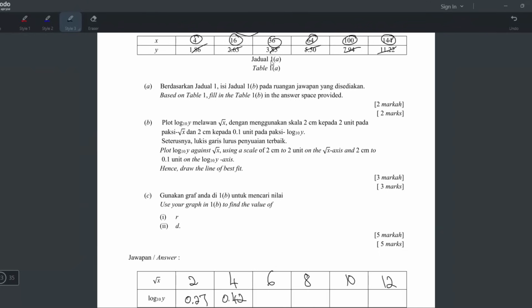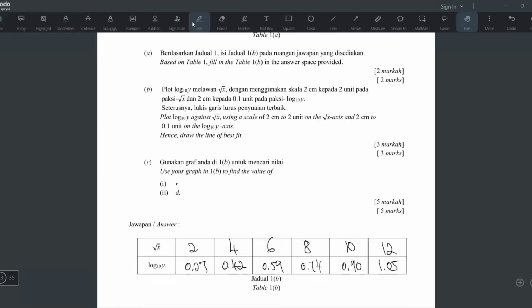And then tekan log 3.85, 0.59. Okay, and then log 5.5, the one is 0.74. And then log 7.94, 0.90. And then the last one, log 11.22 is 1.05. Okay, so these are all the values. Yang ni nothing for me to teach lah, just tekan kalkulator saja kan. Okay, so A sudah siap.